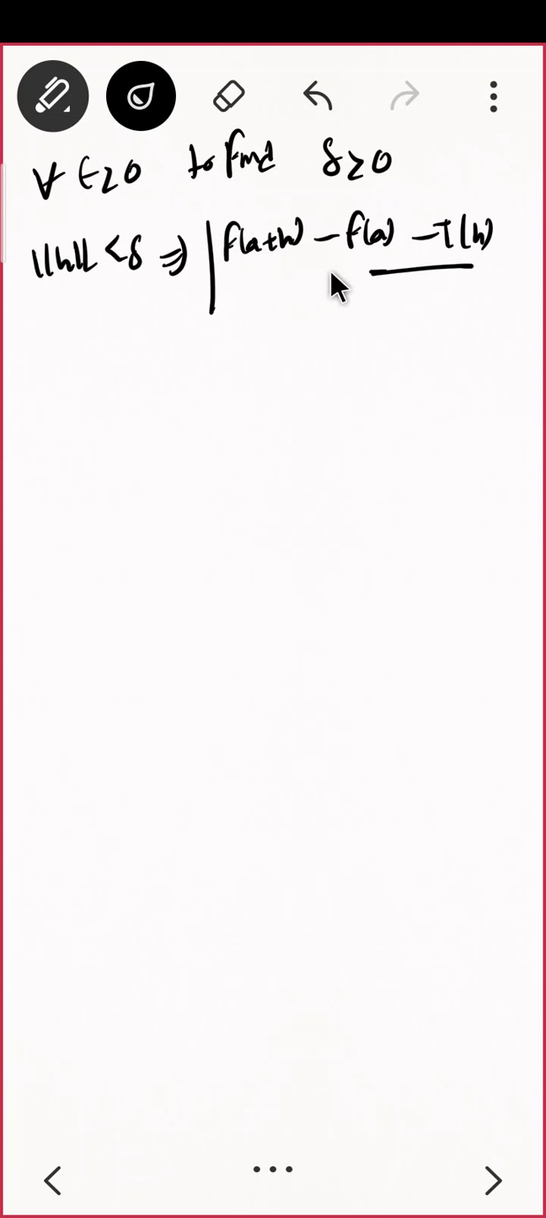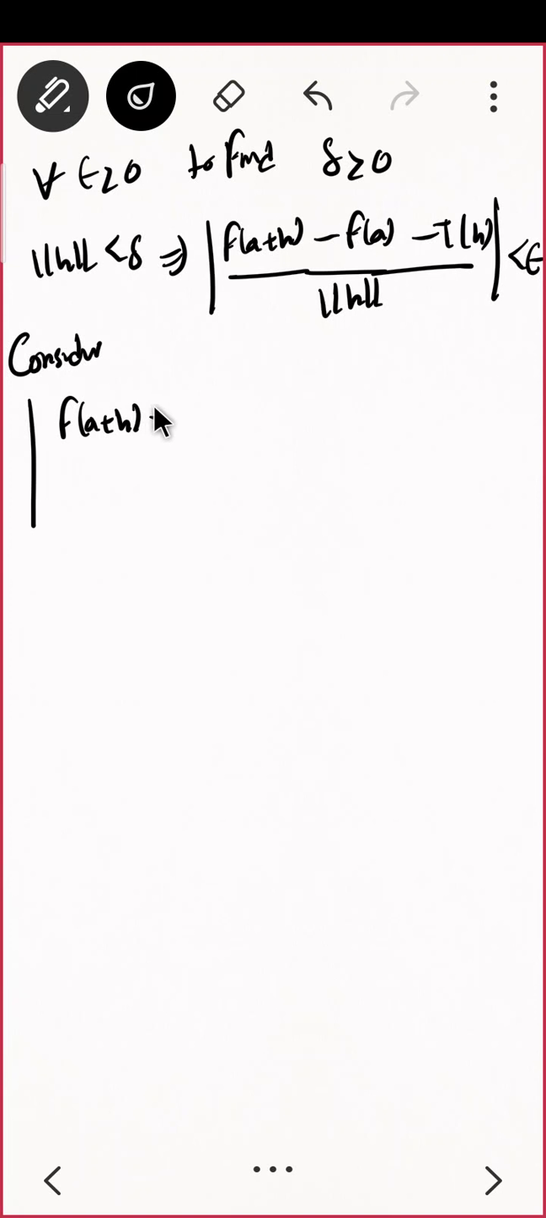We'll write the epsilon delta definition. For all epsilon positive, there exists delta positive such that norm of h less than delta should imply what? Norm of f of e plus h minus f of e minus t of h, divided by norm h, should be less than epsilon. So let us do the consideration part. Consider f of e plus h minus f of e minus t of h divided by norm h, correct?